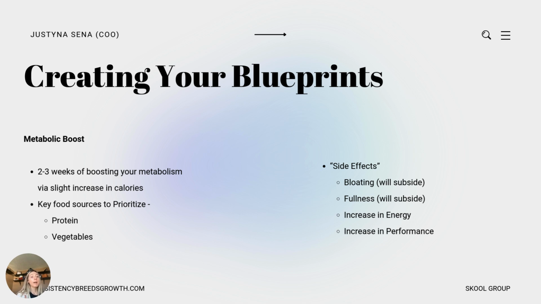Now, going back to our metabolic boost, what is this? This is the first 2 to 3 weeks of following your blueprints of boosting your metabolism. How do you boost your metabolism, you may ask? It's simply going to be slightly increasing your calories with the proper nutrients. And those proper nutrients will primarily be coming from your protein and your vegetables.